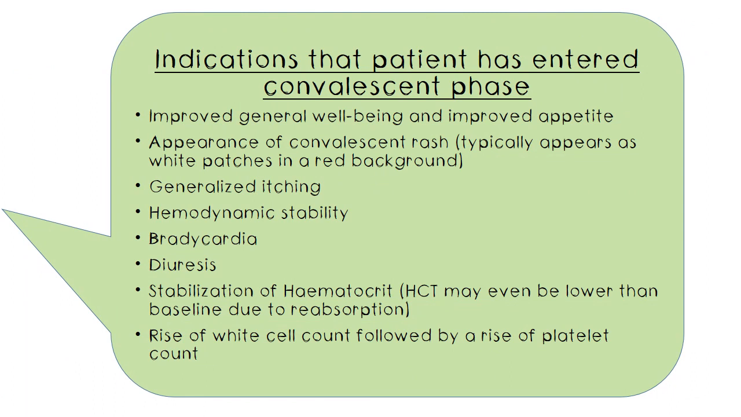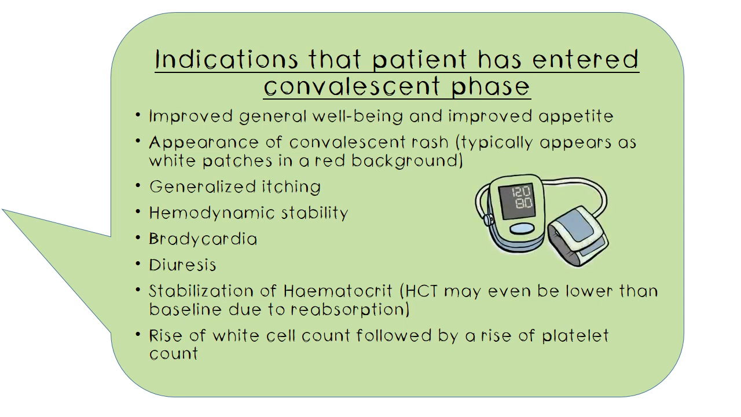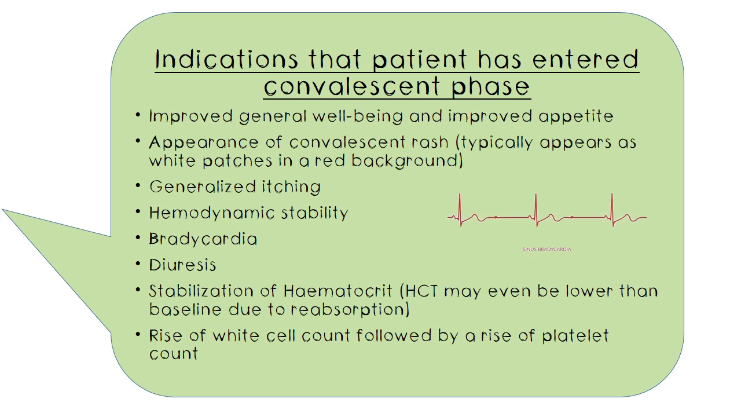It's important to know the features that are seen in the recovery phase to confirm whether the patient is out of danger or not. The patient will have improved appetite and general well-being. There can also be a convalescent rash, which is typically seen as white patches in a background of red. They can have generalized itching, which is a process of recovery. There is hemodynamic stability, and bradycardia can occur in some. The patient will also have polyuria and diuresis because of fluid reabsorption and elimination. The hematocrit will stabilize, as I said before, and the WBC and platelets will rise.